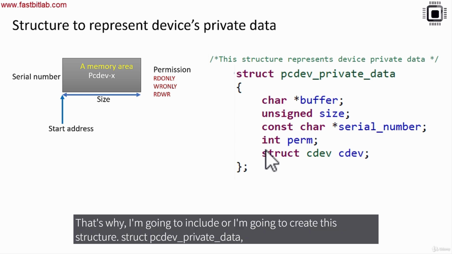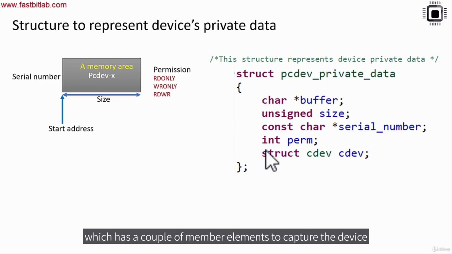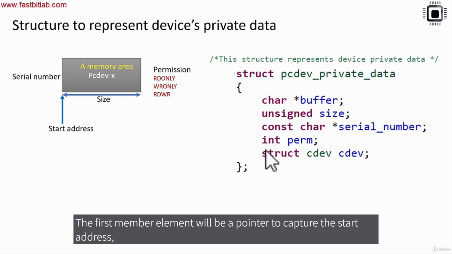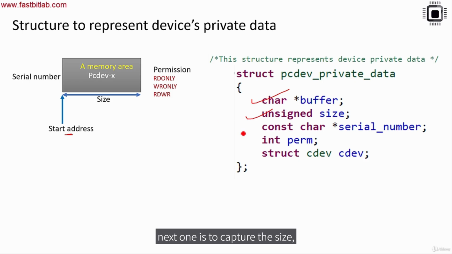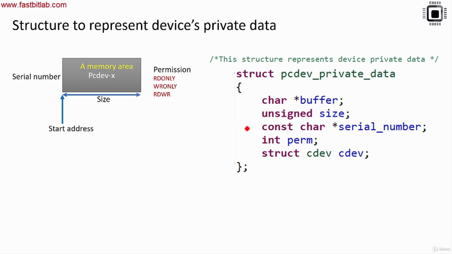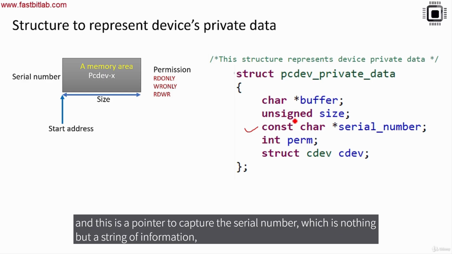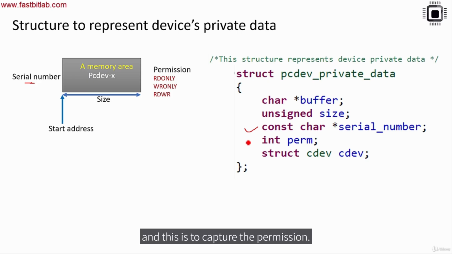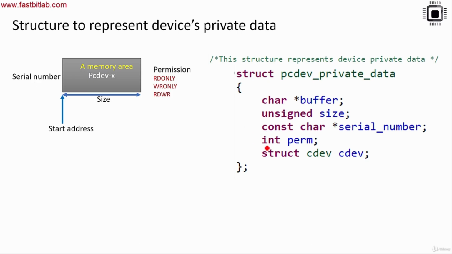That's why I'm going to create this structure, struct pcdev_private_data, which has a couple of member elements to capture the device private data. The first member element will be a pointer to capture the start address. Next one is to capture the size, and this is a pointer to capture the serial number, which is nothing but a string of information, and this is to capture the permission.